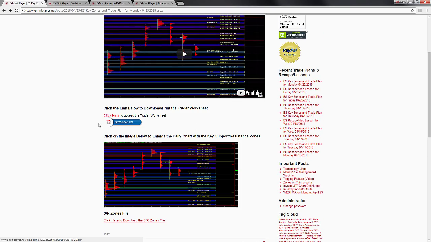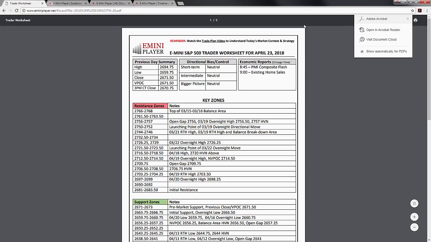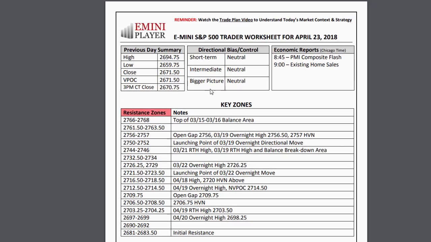Now moving on to the trader worksheet. And I think this is very helpful. Looking at the trader worksheet, the first thing you'll note is that we have a summary of the previous day. So these are some key levels to be mindful of, even if they're not built into a support or resistance zone. So know what the previous day's high is, know what the previous day's low is.